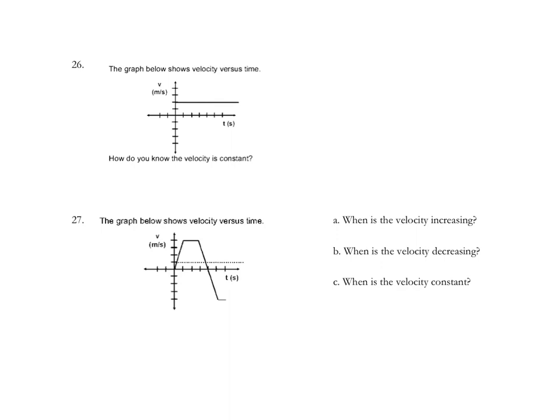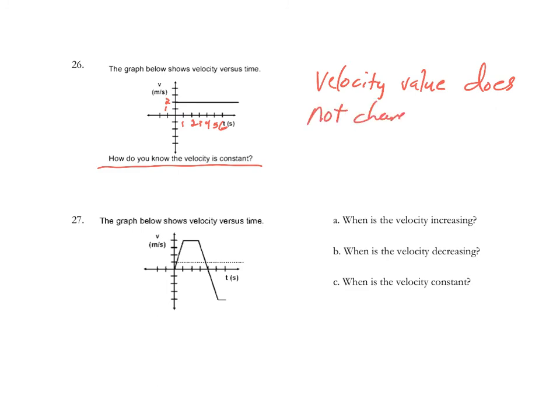Alright, you know I love a good graph here. So there's no numbers on here, but you could just kind of put your own on here if you want. We could say that's 1 and that's 2. And that's 1, 2, 3, 4, 5, 6 seconds. You get the idea. And it says, how do you know the velocity is constant? Well, the velocity value does not change, because remember this is a velocity graph. Velocity value does not change as time changes.